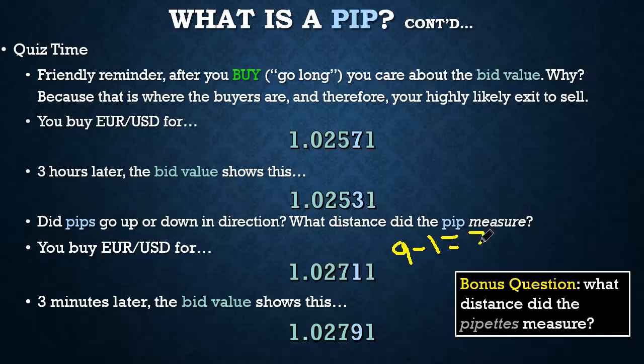Hey, it went up 8 pips. So if you want to sound cool, you would say, on this trade, hey, I made 8 pips. On that first trade, I lost 4 pips, but I stayed disciplined. On this trade, I made 8 pips.